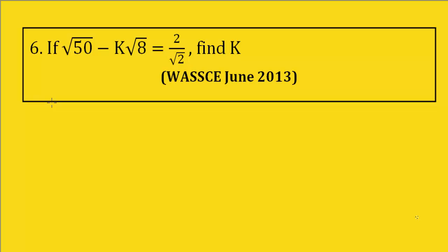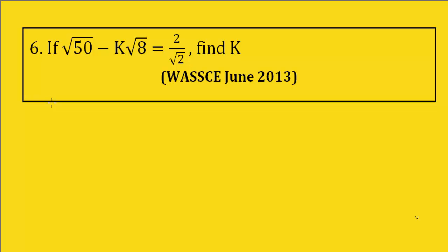Here we have question 6 of the same 2013 maths exam, and this question involves surds. It says if the square root of 50 minus k root 8 equals 2 over root 2, find k. So this question involves surds and it's asking us to make k the subject of the formula, the subject of the equation.